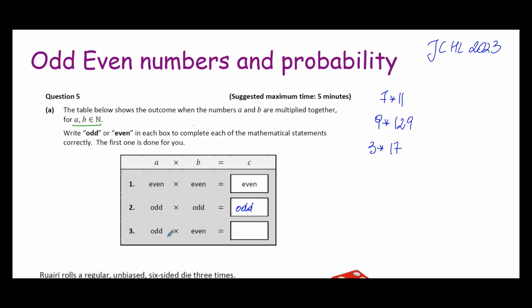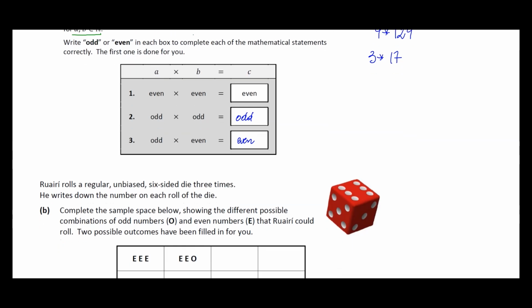Then again, do the same for odd and even. Multiply different variations of odd and even, and you will see that every time you're going to get an even outcome. Basically, once the even is involved, it ends with even, okay? Now, let's have a look at the next part.